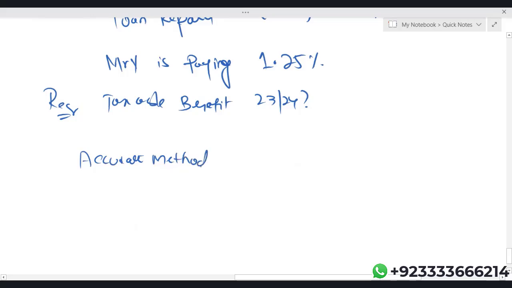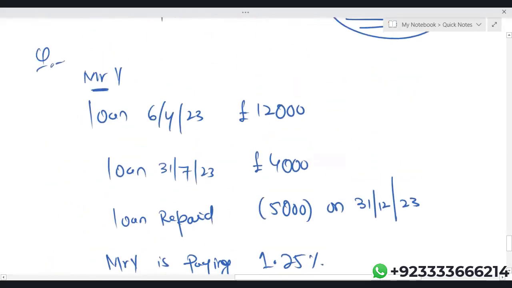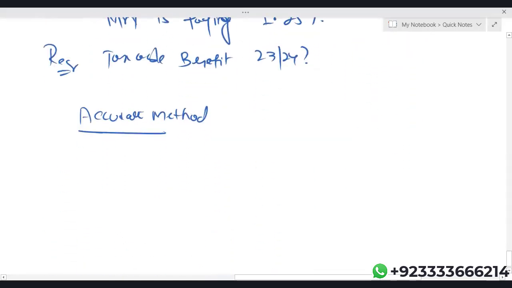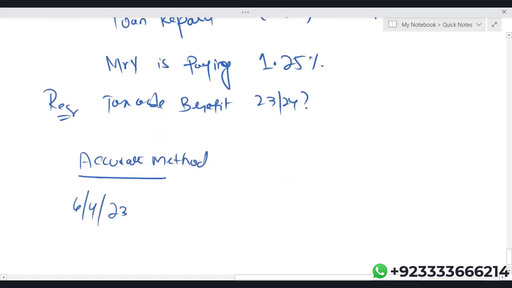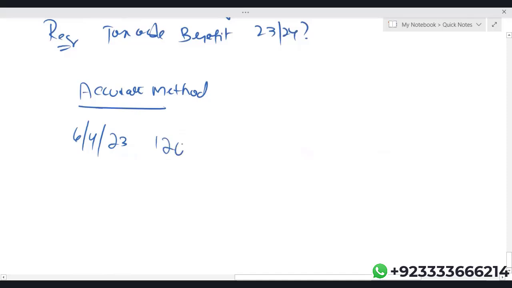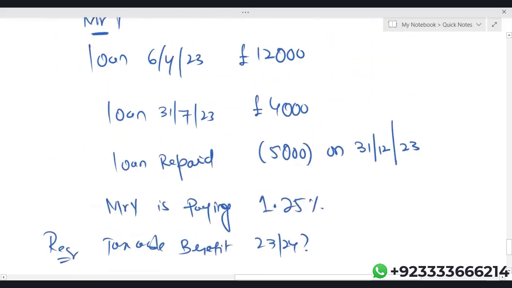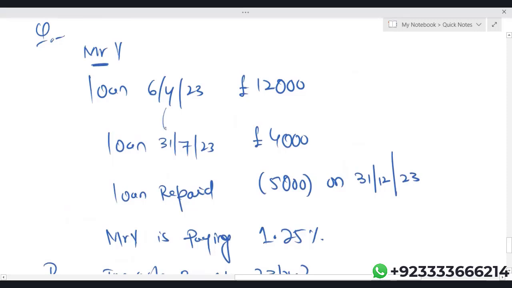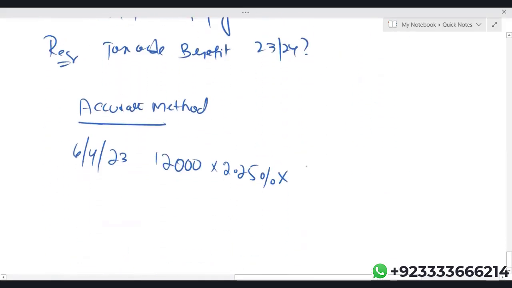Accurate method. First, we took the loan on 6 April 23. The amount of the loan is 12,000 into 2.25%. From 6 April till 31st July, the entire month of April, May, June and July. Can I say 4 months? The gap is 4 months. Students are giving the answers, that's great. I'm getting 90.